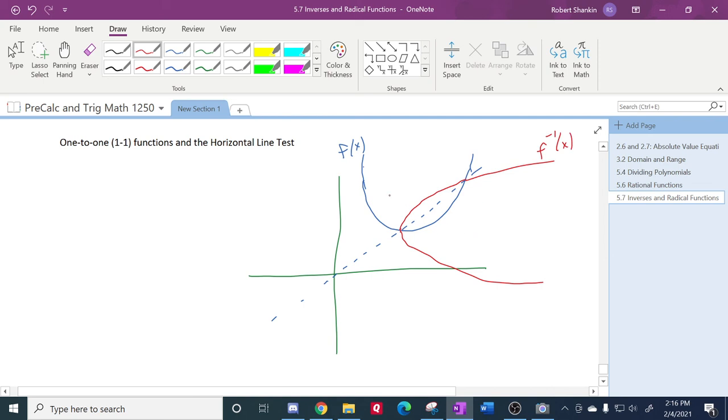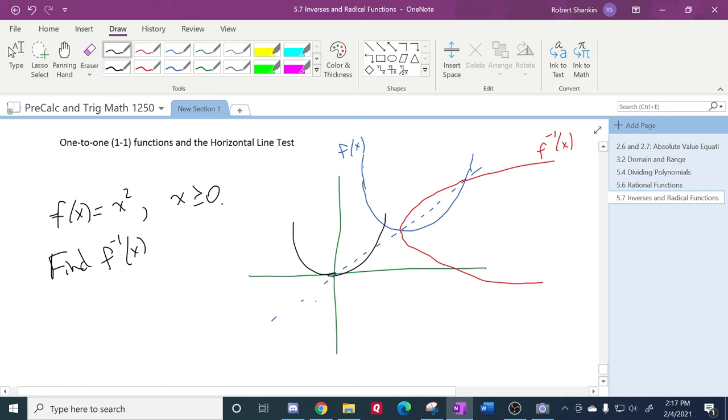So what we say is, on the homework, you'll see problems like this. f of x equals x squared, and then they'll say x greater than or equal to 0. Now what are they doing when they do that? Then they'll ask you to find the inverse. Why are they doing this? Well, f of x equals x squared is this. If you found the inverse, it would be a sideways parabola, which wouldn't be a function.